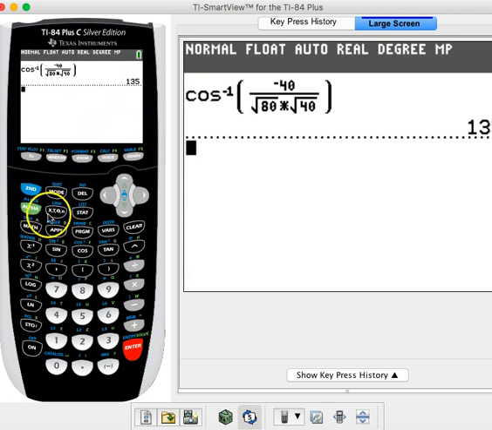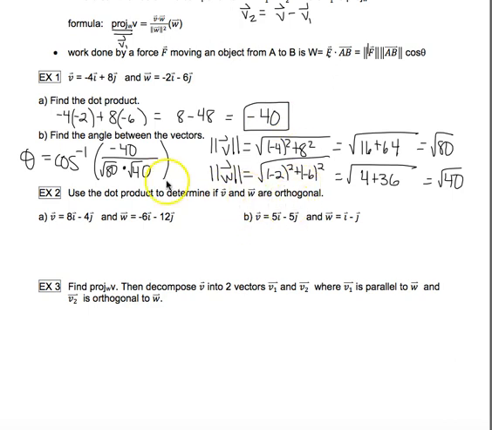Make sure it's in degree mode. We are going to list this in degrees. It does come out nicely. So we know that theta equals 135 degrees. And it doesn't always come out nicely. Usually it'll tell you what to round to if indeed you're going to have to round.